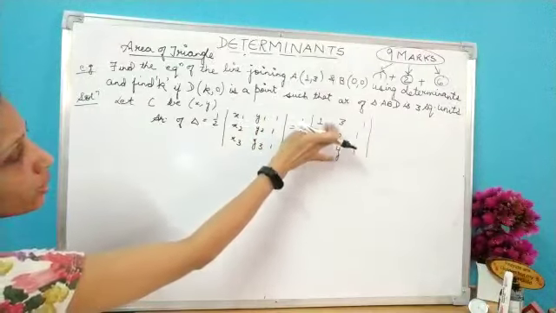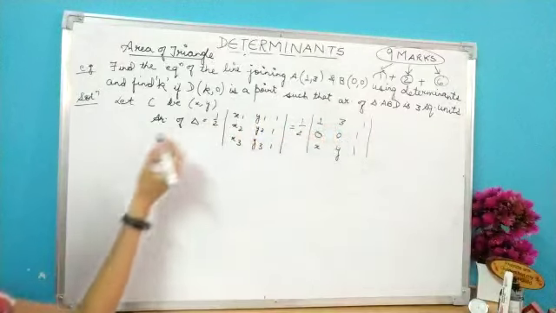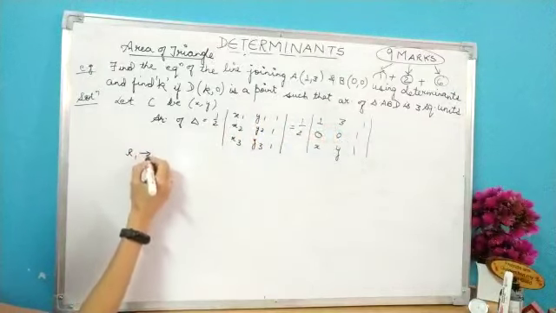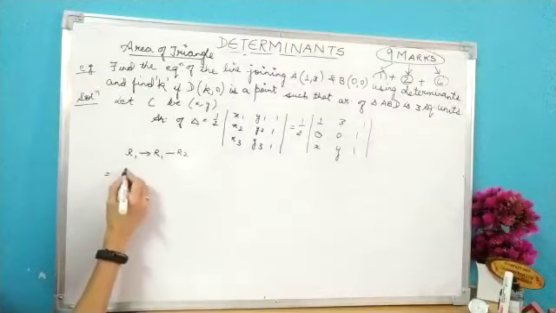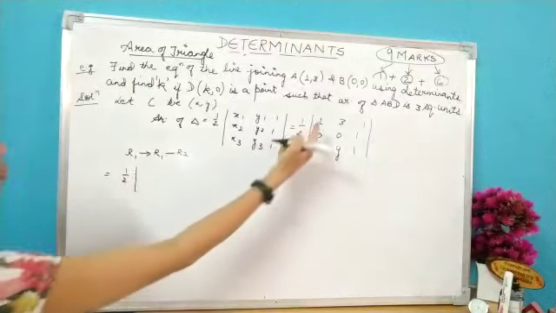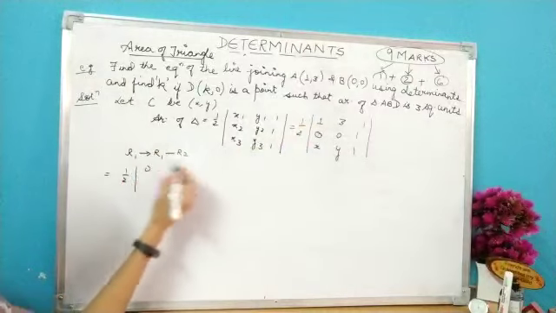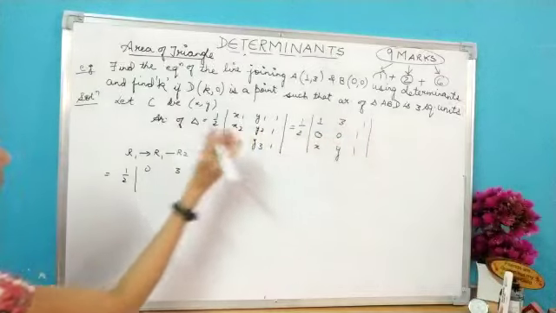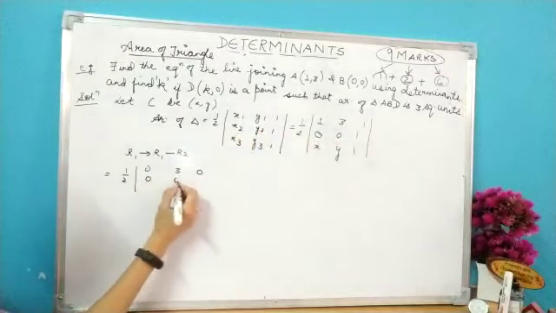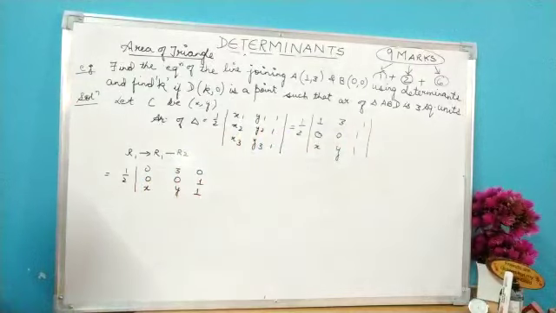If I do R1 minus R2, in R1 I am doing it like this, R1 minus R2. So I will be getting half, 1 minus 0 will be 0, 3 minus 0 will be 3, 1 minus 1 will be 0. And here this is unaltered, equal to this.